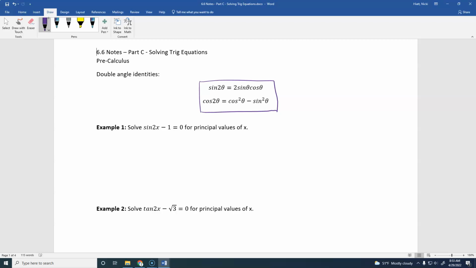We are only going to use these whenever we need to for some solving trig equations. So one thing that's a little bit tricky about this is knowing when to use the double angle identity and when you actually don't even need to use the double angle identity. So we'll see that as we go.